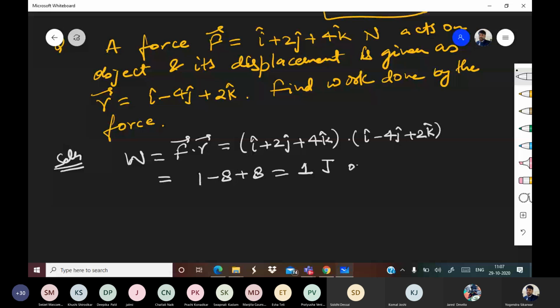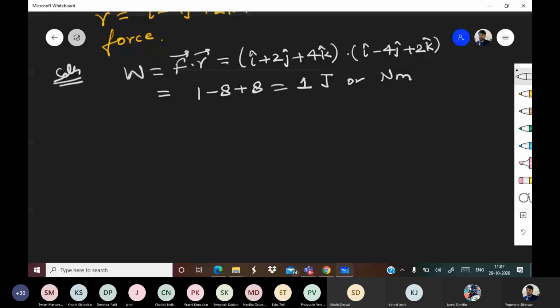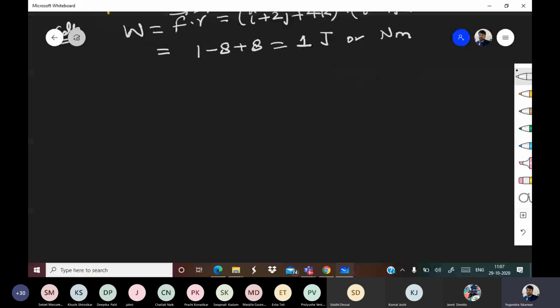Newton meter. Somebody has written Newton by meter. That is not correct. It should be either Newton meter or joule. Understood? Good.